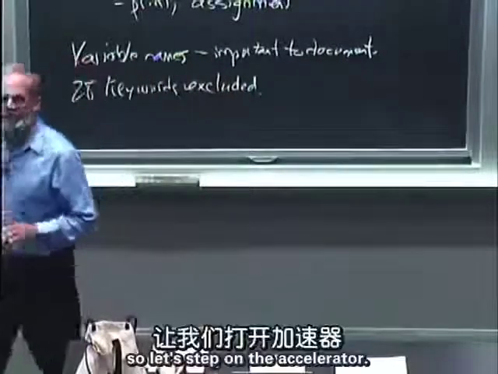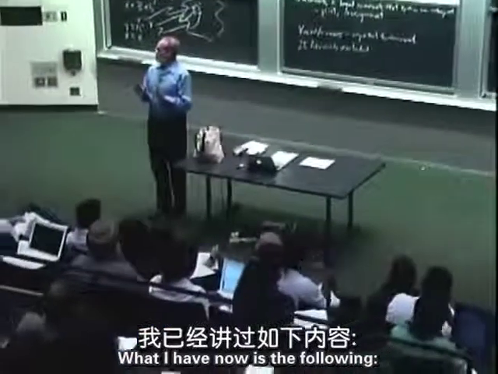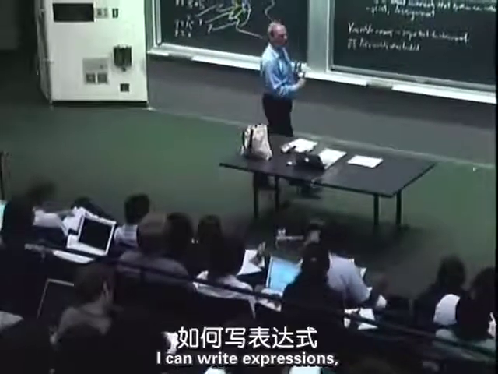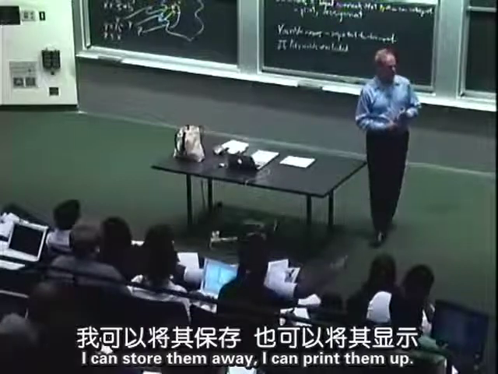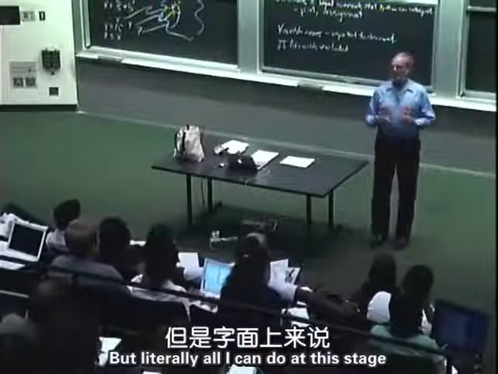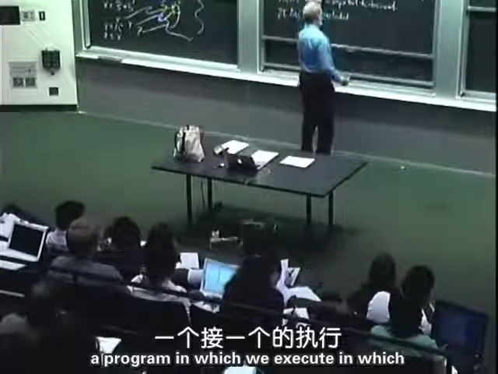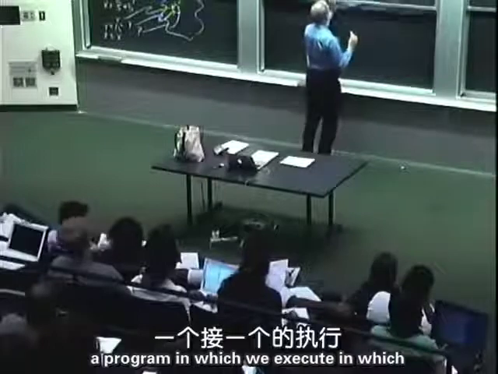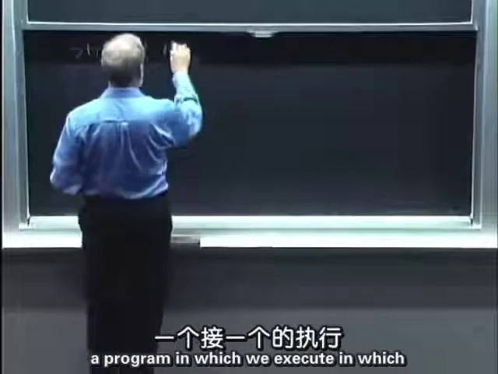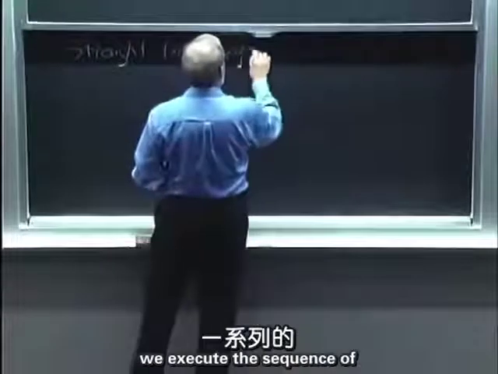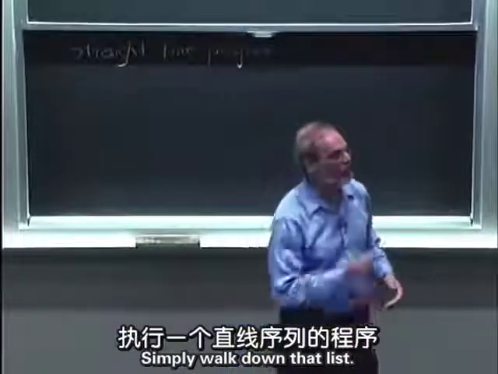This is still boring, so let's step on the accelerator. What I have now is the following. I can write expressions, do combinations of things to get out values. I can store them away. I can print them out. But literally all I can do at this stage is write what we would call a straight line program. That is a program in which we execute the sequence of instructions one by one. Simply walk down that list.